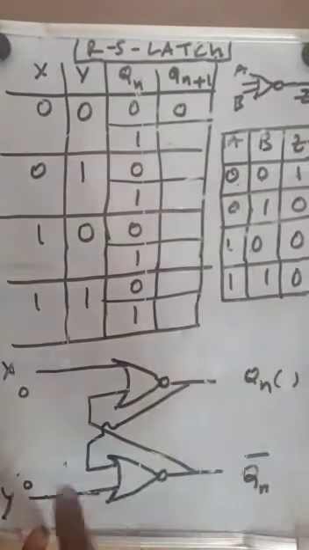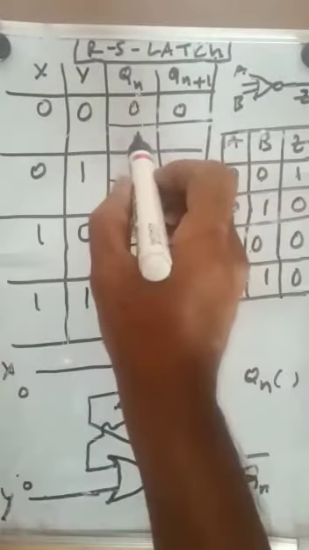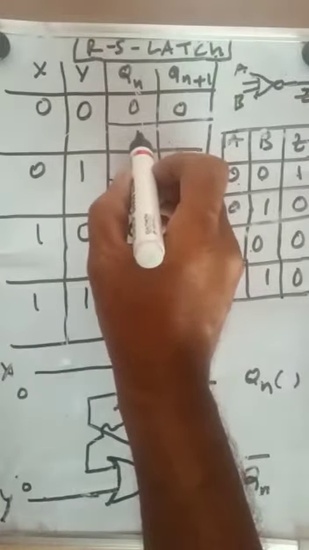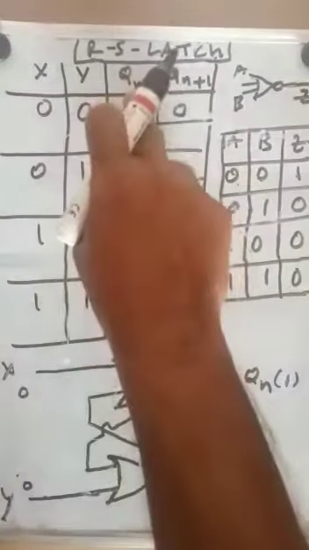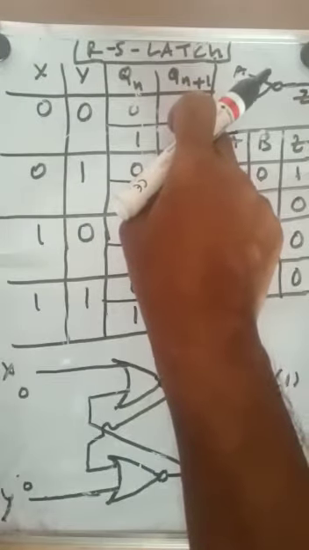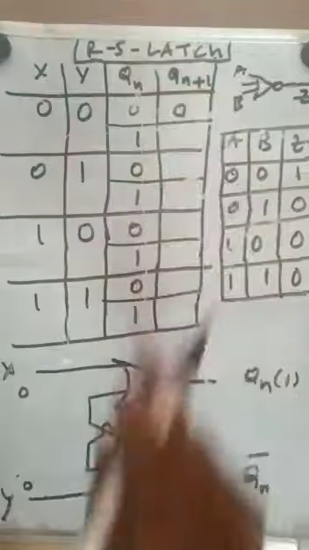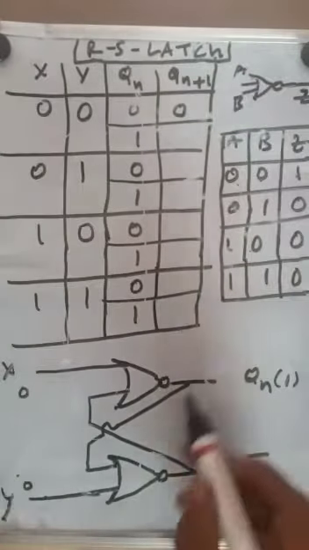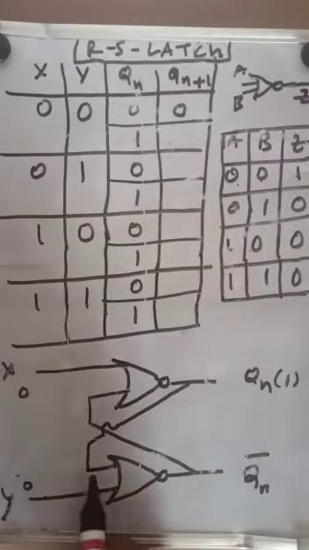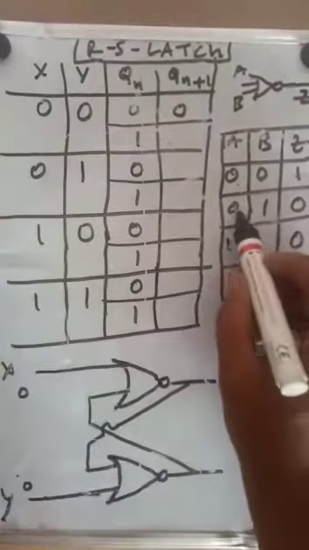Next, let us verify if the present output is 1 before giving the inputs. The present state is before giving the inputs, and the next state is after entering the inputs to the system. Then this is 1, and 1 is coming to this gate. 0 is coming to this one. 0 1 means 0.